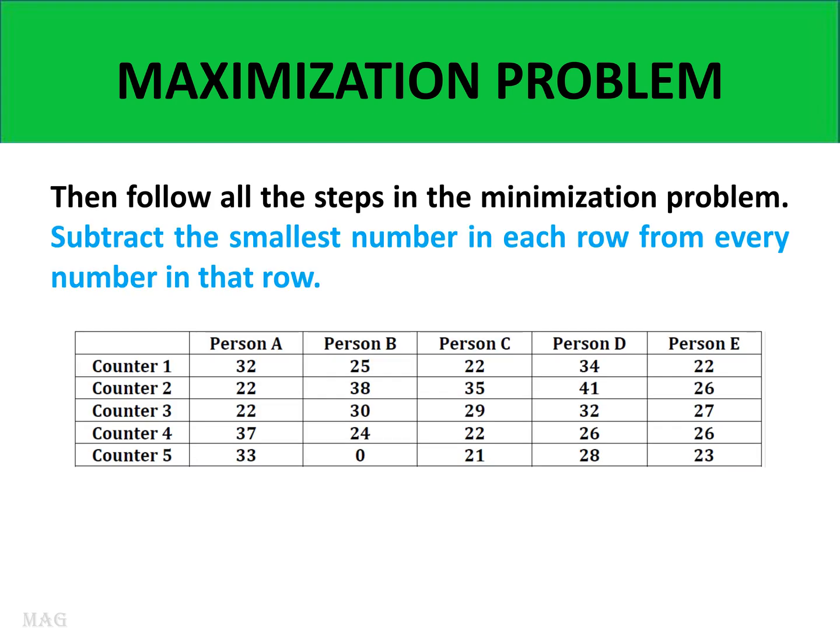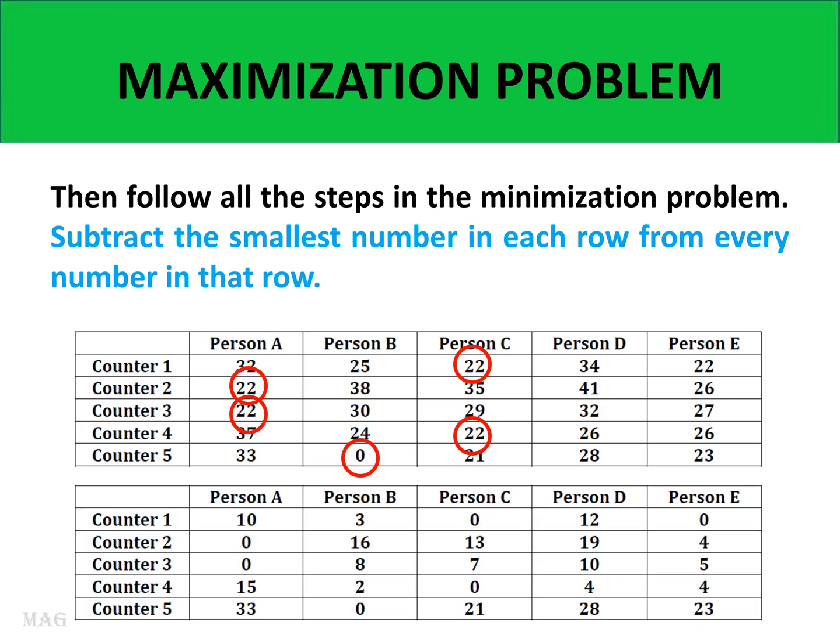From the resulting table, we follow all the steps in the minimization problem. We subtract the smallest number in each row from every number in that row. In the first 4 rows, the smallest number is 22, and in the 5th row, the smallest number is 0. Subtracting the smallest numbers in the entries in their corresponding rows, we get the following table.